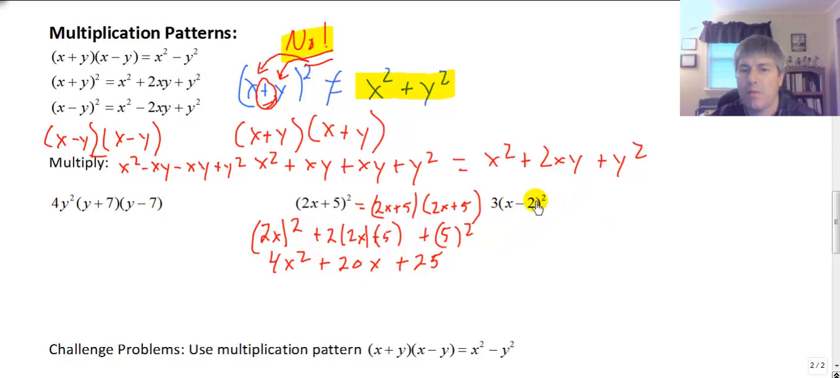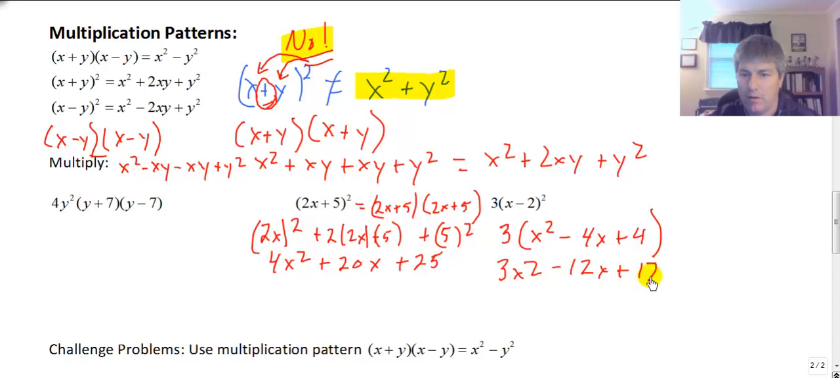Here's another example. We want to impose our exponents first. We do not distribute the 3. So this is 3, and then following our pattern, x squared, negative 2 times x times 2, minus 4x plus 4. So now I've used my pattern, and now I distribute the 3 and get 3x squared minus 12x plus 12. Then you finally distribute. You do not distribute the 3 first, you distribute it last.